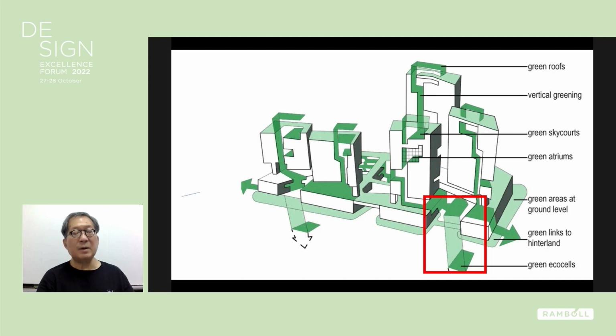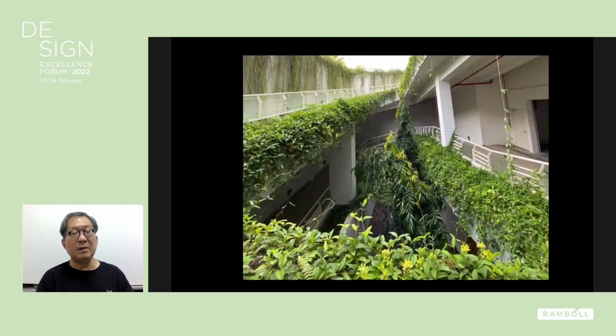It spirals all the way down to the basement. So this is what we call EcoCell, and it brings daylight, it brings vegetation, it brings natural ventilation in the inner parts of the building. So this is the EcoCell for this particular building.